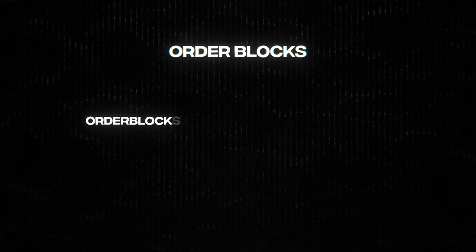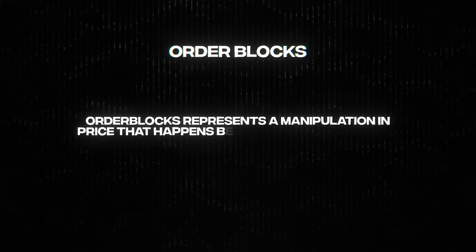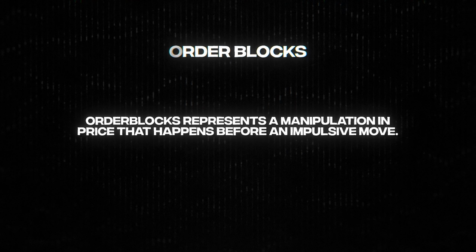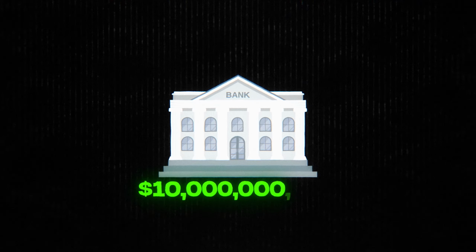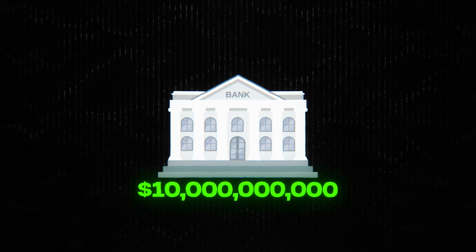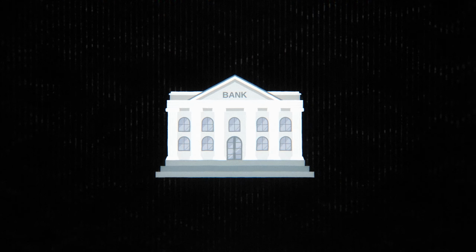Order blocks represent a manipulation in price that happens before an impulse move. Let me give you an example to illustrate my point. Let's say that I am a bank with $10 billion. Basically, I have a lot of money to move the markets, and I'm looking to buy gold.